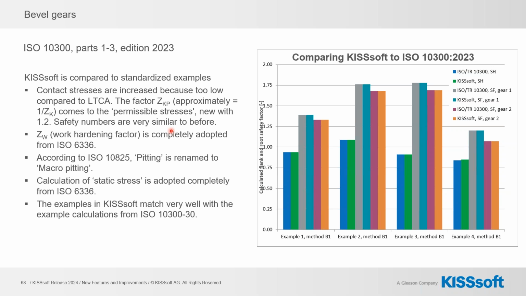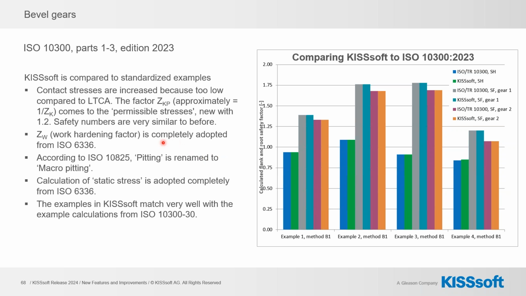ISO 10300, which is the strength calculation. The strength calculation contains also examples, meaning one bevel and 3 hybrid gear examples, and we can see that the KISSsoft results match very precisely with the results from the ISO standard.